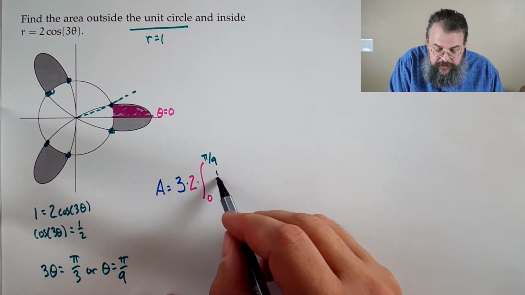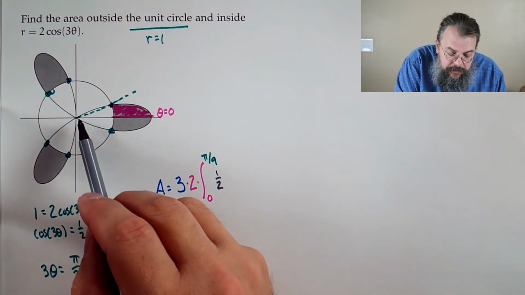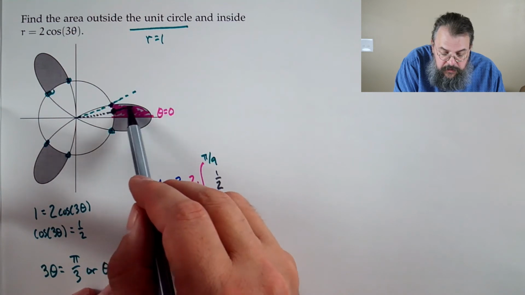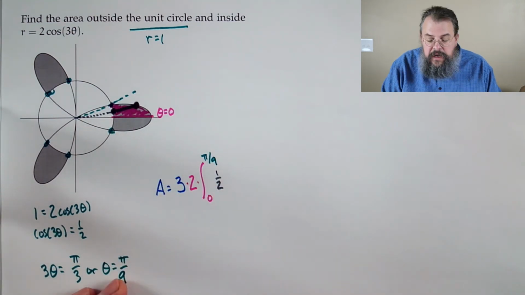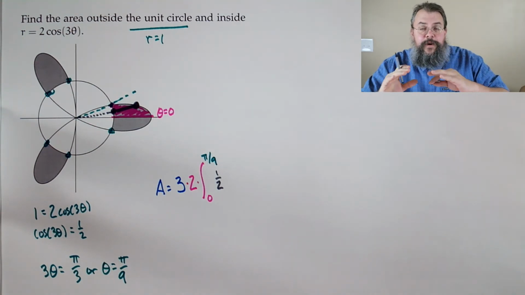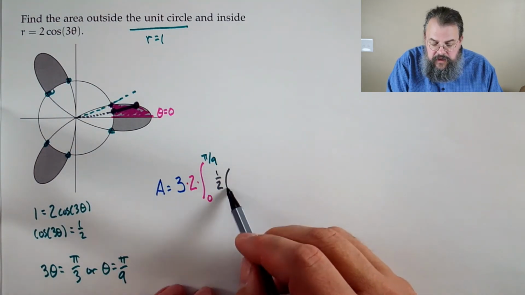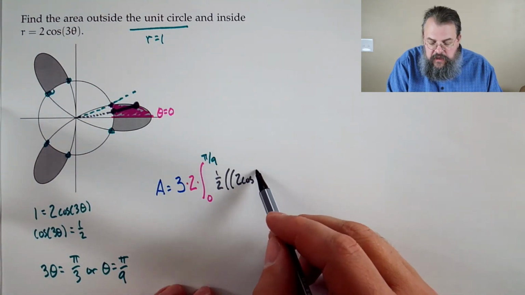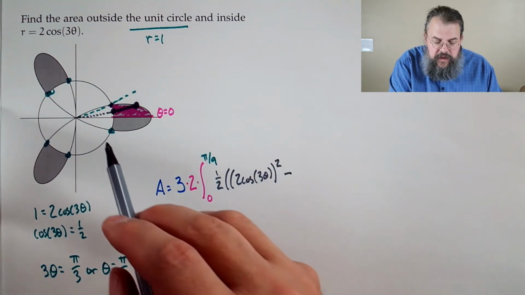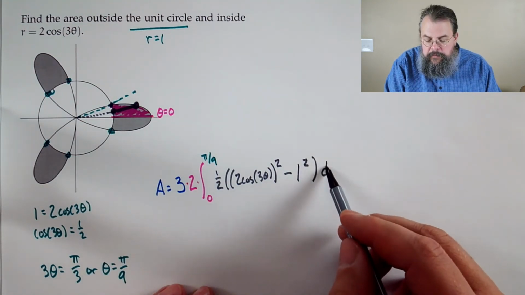So 1/2, and now it's an area between curves, because we can see as we come out, we're not hitting anything. And then we hit a first curve, we hit our region, and then we hit an outer curve. So the further curve, the one that's furthest out from the center, is the 2 cosine 3 theta. So we'll have 2 cosine 3 theta squared minus the inner curve, the unit circle, radius 1 squared.